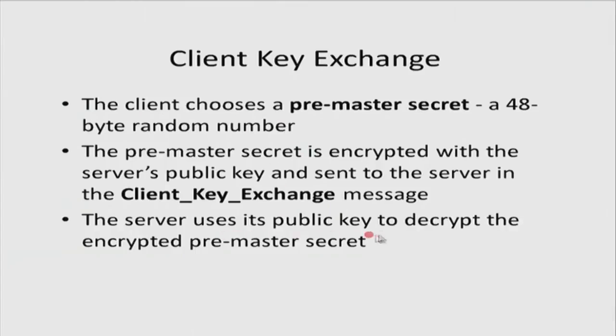The server uses its public key to decrypt the encrypted pre-master secret. So this is a misprint over here. It should be the private key. So the server uses its private key corresponding to the public key in the certificate to decrypt the encrypted pre-master secret. Now, one way of doing this is to use simply RSA. So I use RSA and the server's public key to encrypt the message, and here the server uses its private key to decrypt the message. So this is a misprint. It should be private key.